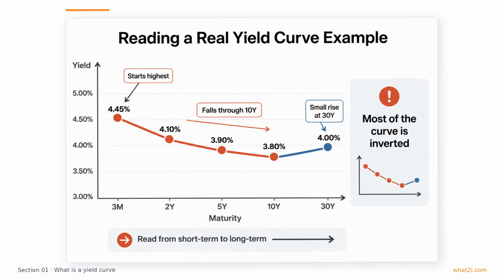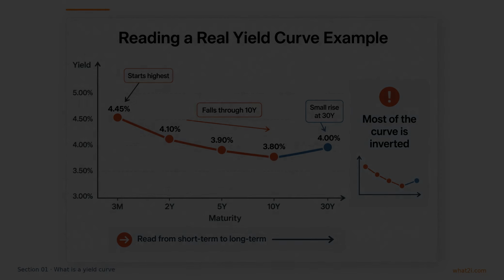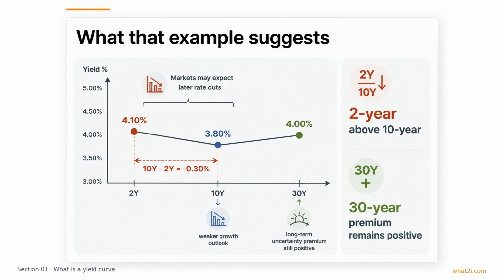That means most of the curve is inverted, because shorter maturities are yielding more than intermediate and long maturities. Even so, the slight rise at the very long end tells us the market still demands some extra compensation for very long horizons. This example carries a very specific message. The 2-year yield is above the 10-year yield by 0.30 percentage points, or 30 basis points, which is a classic inversion signal. Markets may be saying that today's relatively high short-term rates are not expected to last. In other words, investors may believe future policy rates will be lower, perhaps because growth or inflation will cool.